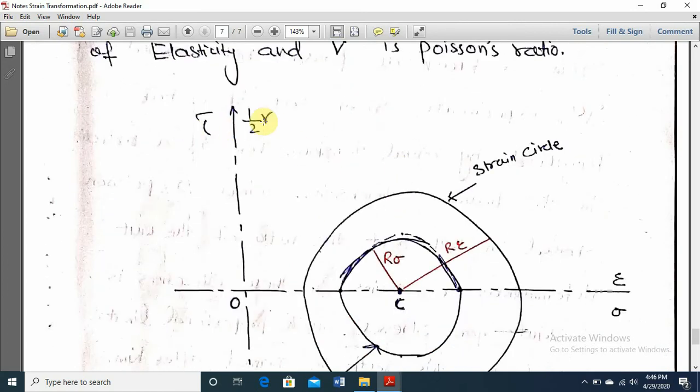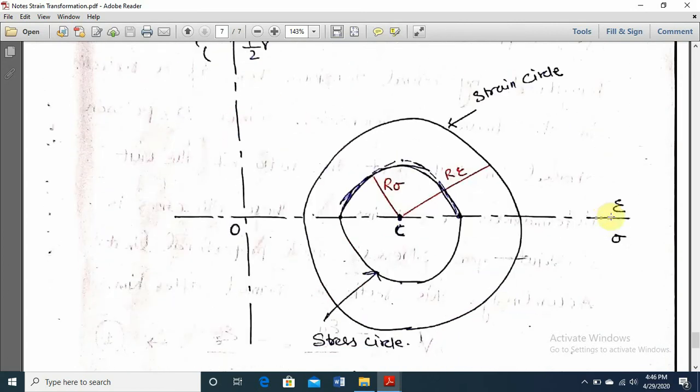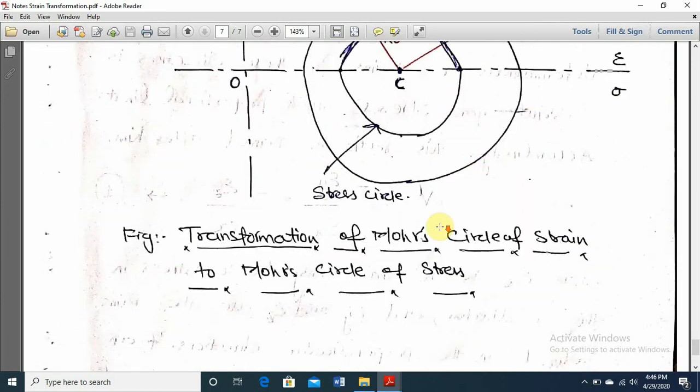For example, this is tau and half of gamma, epsilon or sigma, a concentric circle. This circle shows the strain circle, and this is the stress circle.